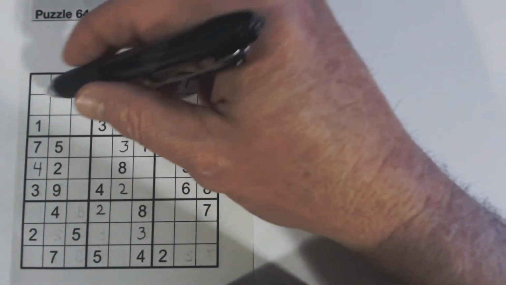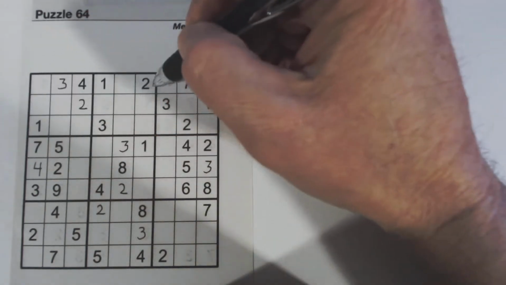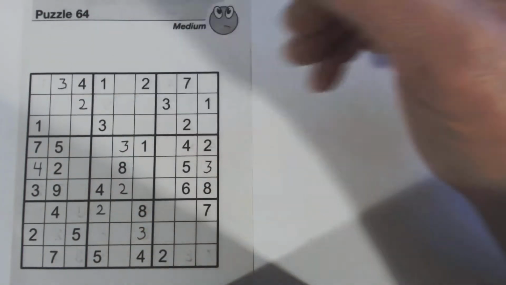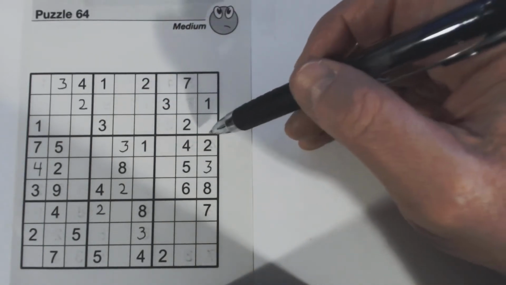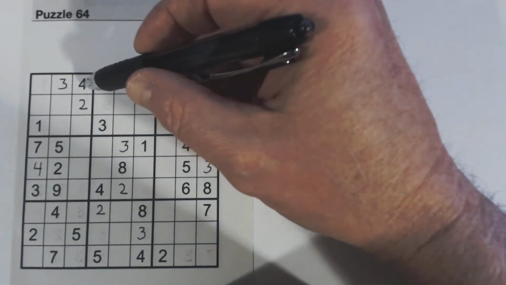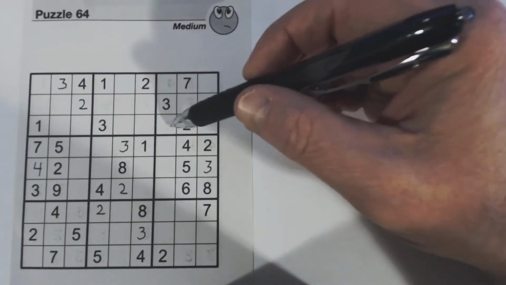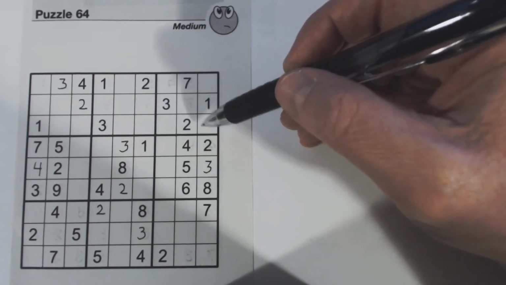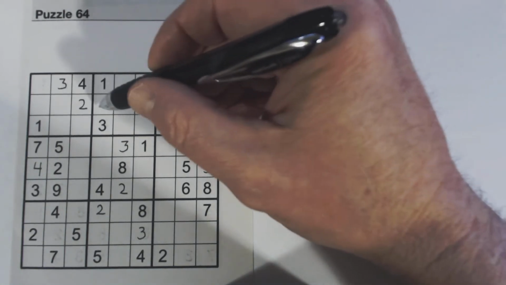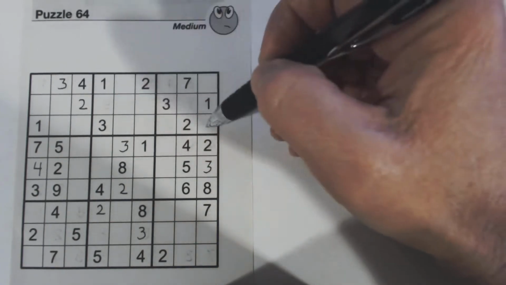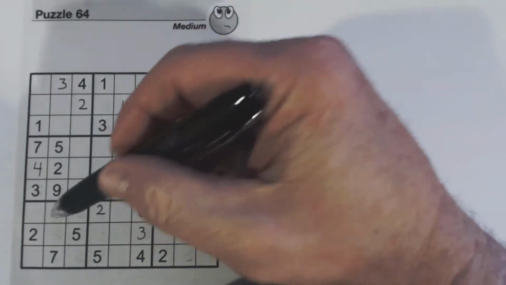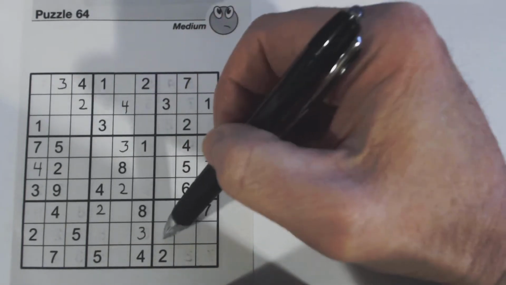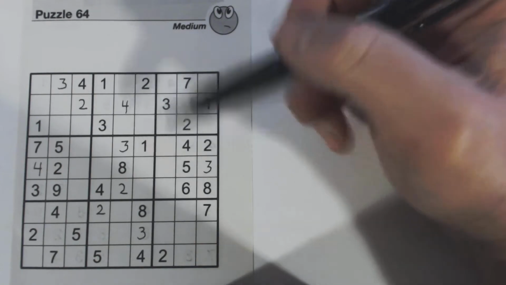Okay, 4s. One of these is a 4. So we've got a 4 here, a 4 here. One of these is a 4, so these are ghost 4s here. And so one of these has to be a 4 because we've got a 4 there and ghost 4s there. Got a 4 there and a 4 there, so that's a 4. So one of these and one of these is a 4.